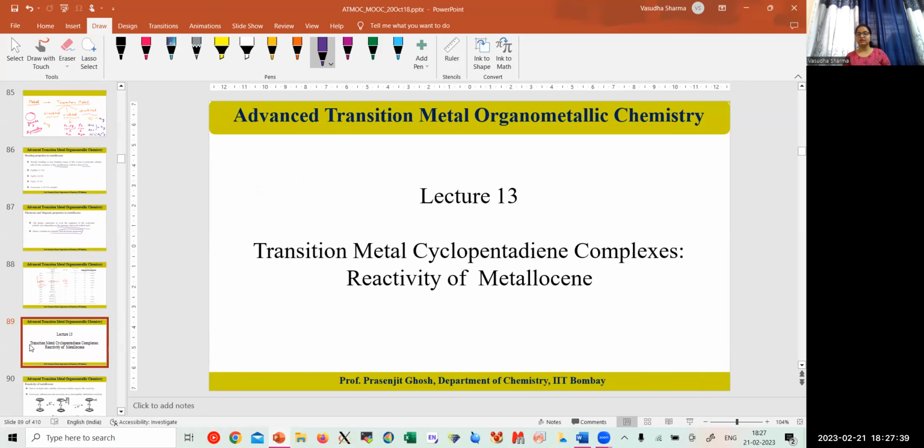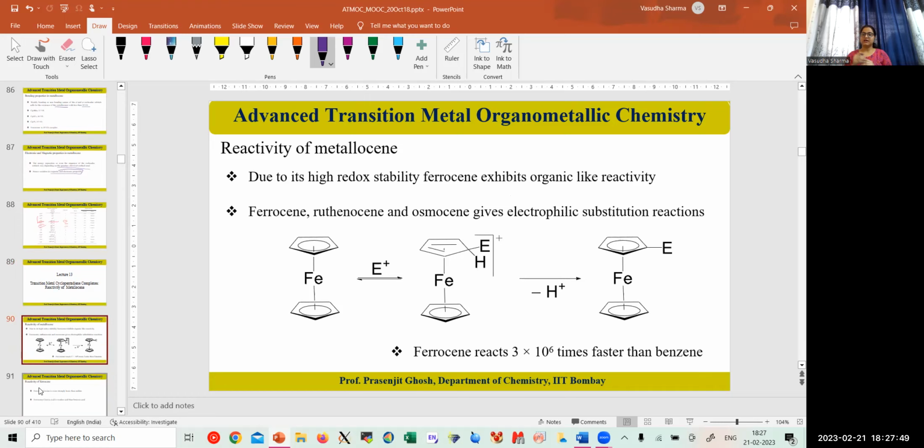Now, the 13th lecture was about their reactivity, how they react. As you know, ferrocene has Cp rings. The Cp rings have an ionic charge. Every carbon has an anionic, negative charge, which makes them highly nucleophilic, and therefore they will give you very good electrophilic substitution reactions.